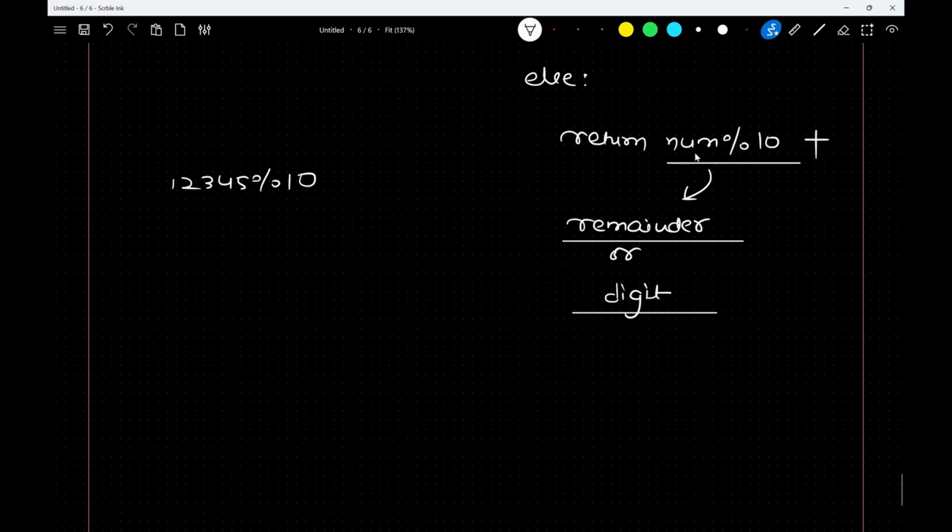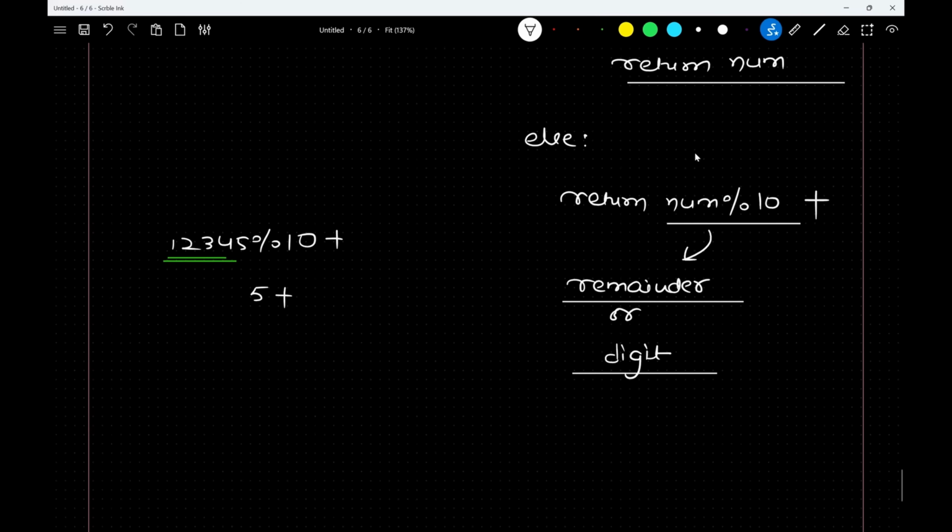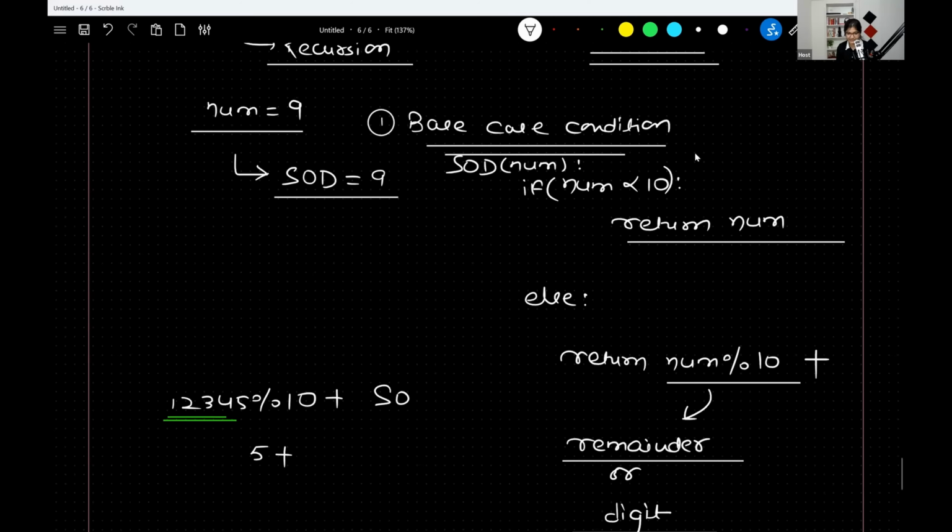5. Should be 5 plus. Now, I want to focus on the remaining digits. How will I be able to get this 1, 2, 3, 4? Can I say I will do num by 10, integer division? Yes, I will say sum of digit.